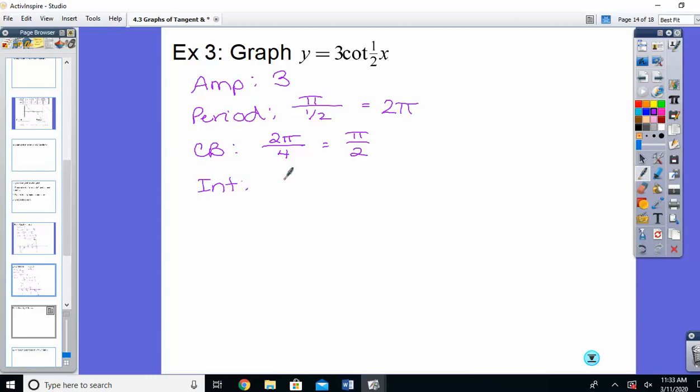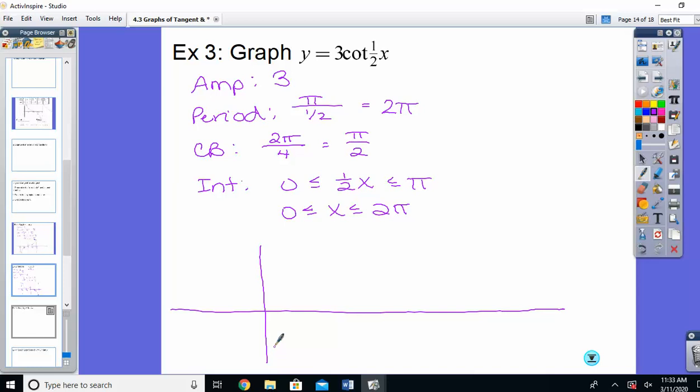Where do we normally start and stop cotangent? Start at 0, end at pi. So divide by a half or multiply by 2 and we get 0 to 2 pi. So my first point will happen at 0, adding pi over 2 every time. So pi over 2, pi, 3 pi over 2, and 2 pi.